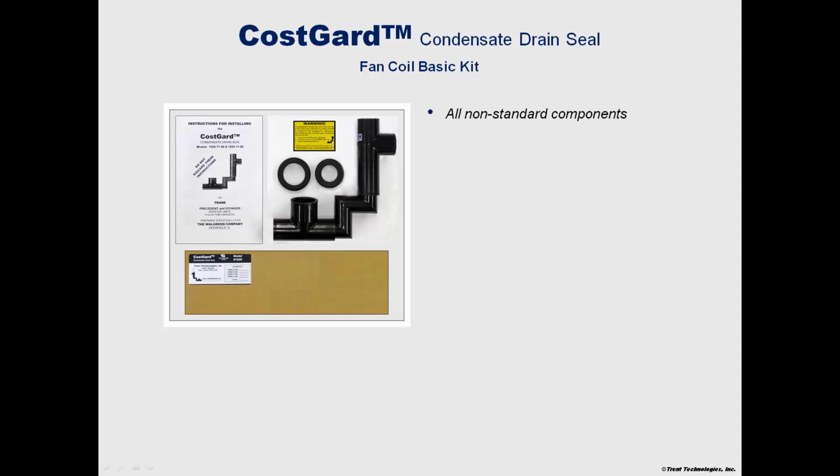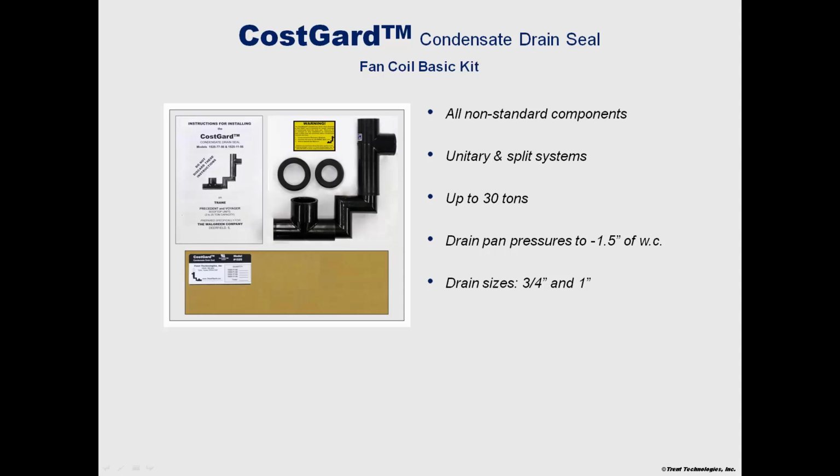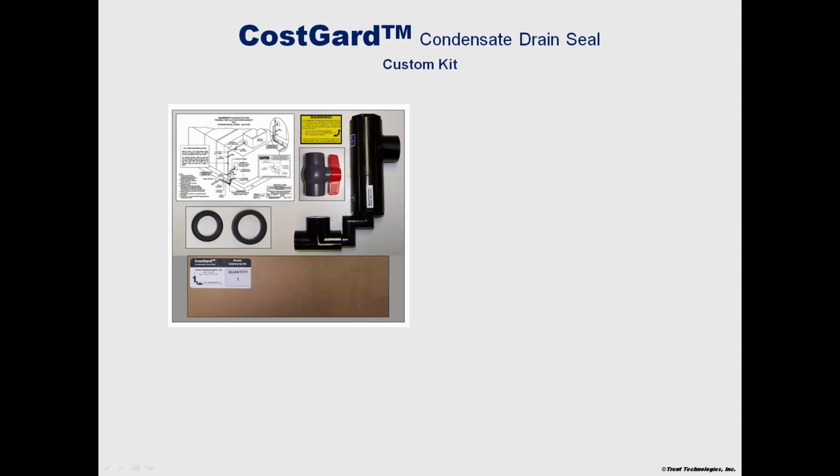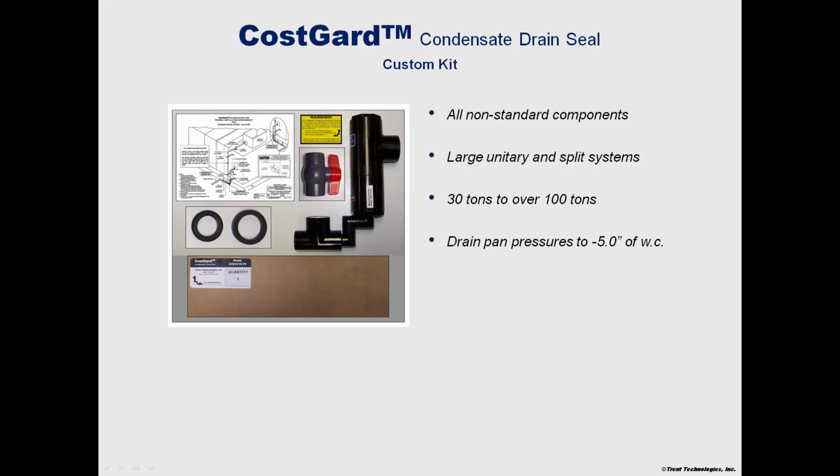Fan coil basic kits include all non-standard components needed for installation and are suitable for unitary and split system air handlers up to 30 tons, with drain pan pressures to a negative 1 1/2 inches of water column, and are available in 3/4 inch and 1 inch drain sizes. Custom kits include all non-standard components needed for installation and are suitable for larger unitary and split system air handlers from 30 tons to over 100 tons, with drain pan pressures to a negative 5 inches of water column, and are available in 3/4 inch, 1 inch, 1 1/4 inch, 1 1/2 inch, and 2 inch drain sizes.